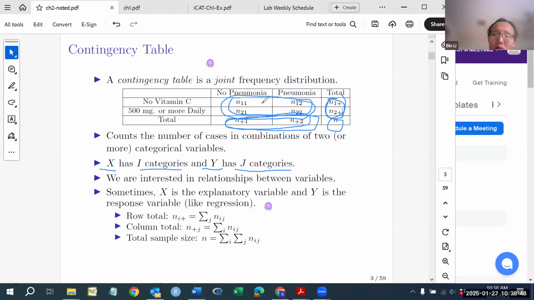Okay, so sometimes X is the explanatory variable and Y is the response variable, like in regression. We can have a certain order, like X is the explanatory and Y is the response. But sometimes we don't have to. We can just say X and Y are both explanatory variables, or these are just two variables.